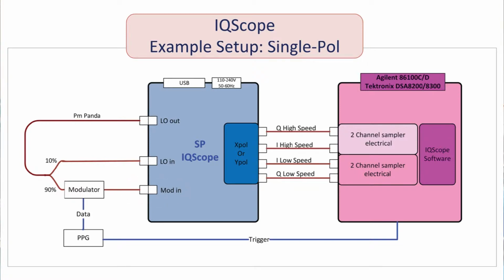On the output of the IQScope, you have four electrical connections. In this case, they're connected to an 86100D, or the Tektronix 8300, or the LaCroix Wave Expert. These four connections will then be sampled and interpreted by the IQScope software, which can run directly on the oscilloscope or on a standalone PC.